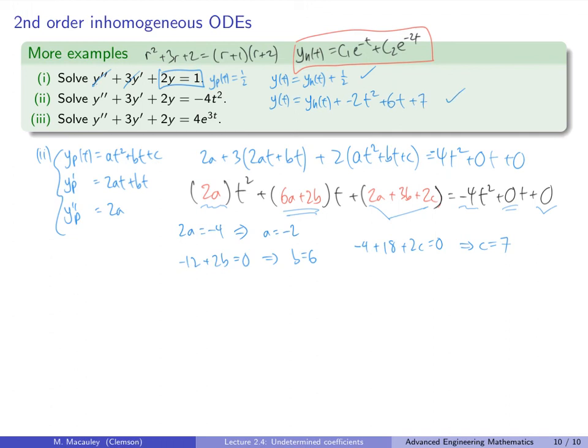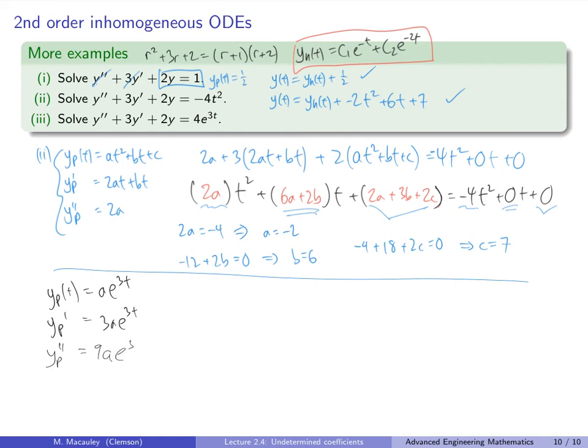Now for our third equation, our forcing term is this exponential. So we are going to assume, as before, that our particular solution has that same form, a e to the 3t. Let's take two derivatives. y prime equals 3a e to the 3t, and y double prime is 9a e to the 3t. And now we're going to plug this in. So this is number 3.